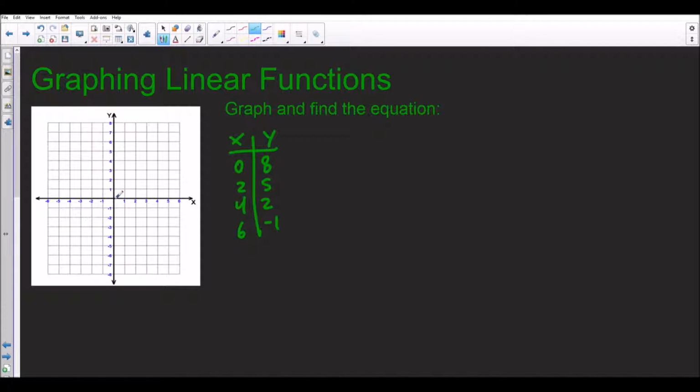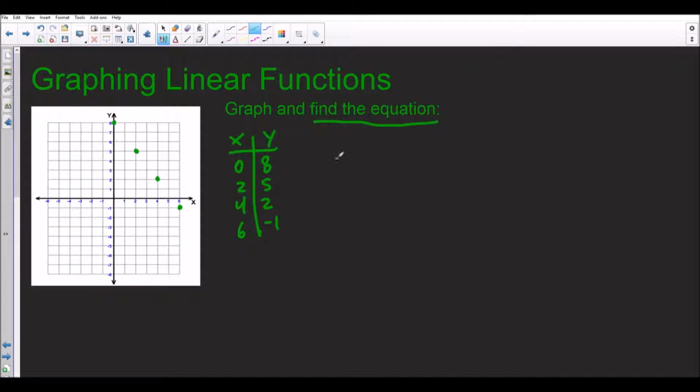So we're going to go 0 and 8, so that's right here. 2 and 5 is right there. 4 and 2 is right there. And then 6 and -1 is right there. So if we were to take a ruler and draw it through, we'd have our line. But I'm not going to do that yet because it's asked us to find the equation.